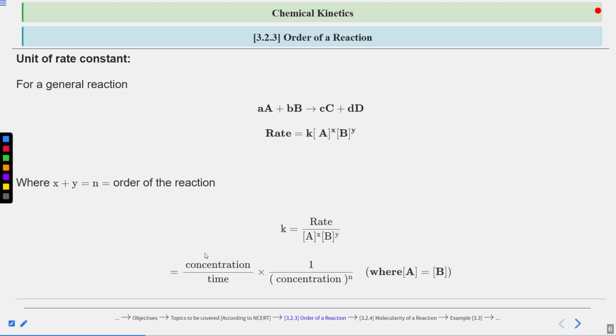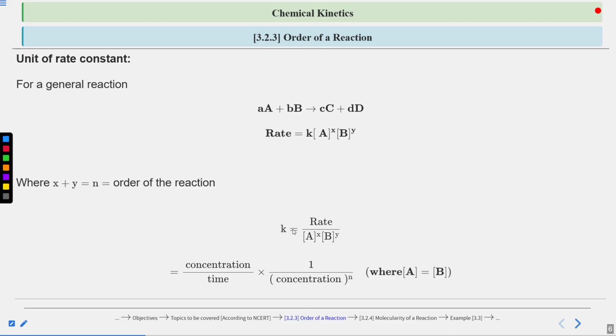Now, k is equal to rate upon this. Rate is given by the change of concentration divided by the time, right? In a particular amount of time, the change of concentration is what determines the rate. So you can write the rate as concentration by time because we are talking about units. Even if we are talking about the change in concentration, it will also take the unit of concentration, so the unit is going to be the same. So we can write the rate as concentration divided by time.